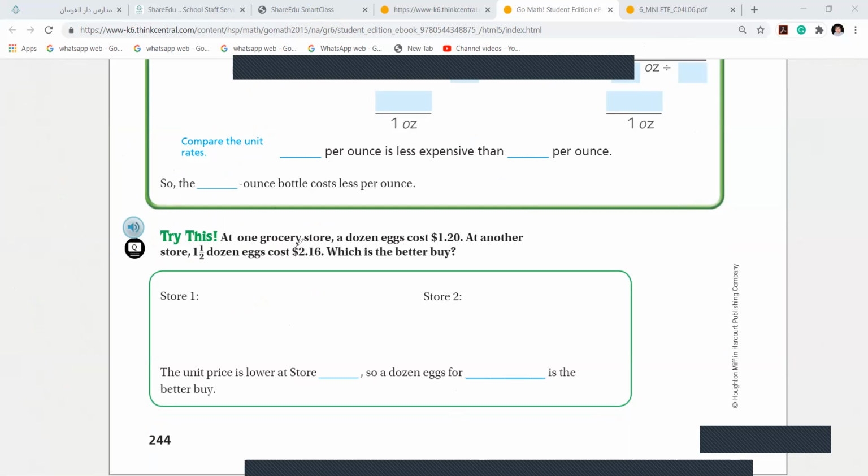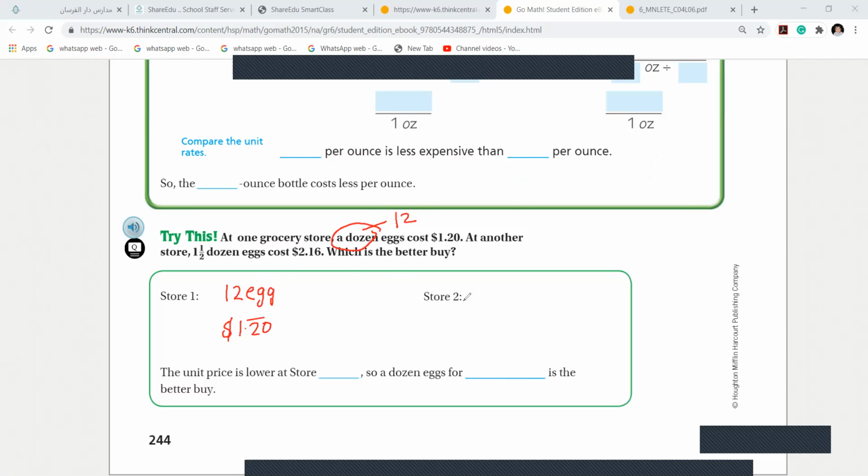Anyways, at one grocery store, a dozen eggs. What does dozen mean, girls? The word dozen means what? Dozen means 12. Okay, 12 eggs. So 12 eggs cost $1.20.